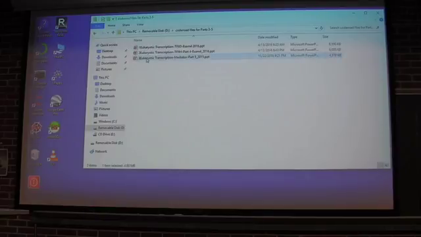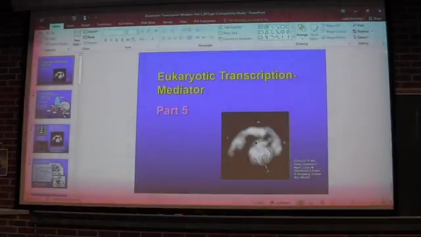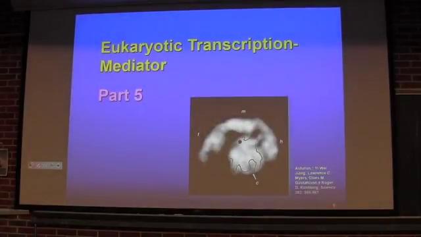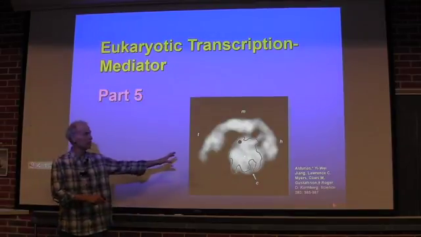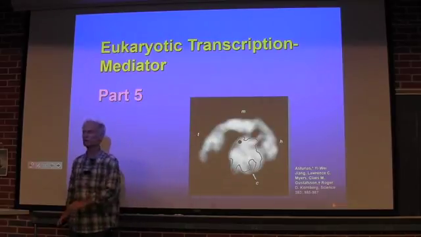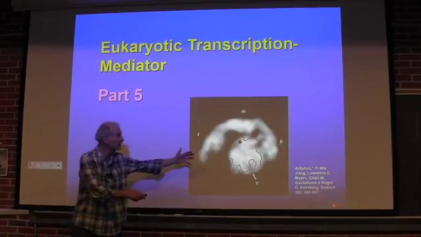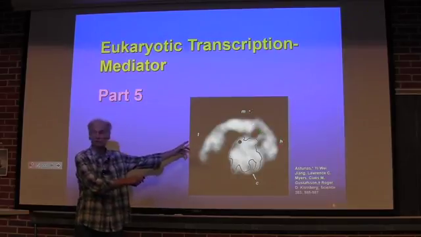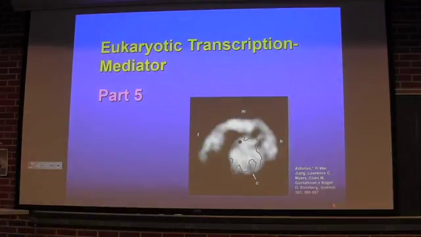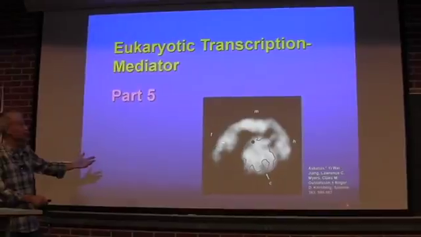Which one here? Mediator. So that's not much of a change. Okay, mediator part 5. Notice it looks like a shrimp. This is RNA polymerase itself, and curled around the outside is this big, beautiful shrimp. It has a head, H, it has a middle, M, and a tail. In the fantasy of the molecular biologists, they figured the tail was for grabbing.